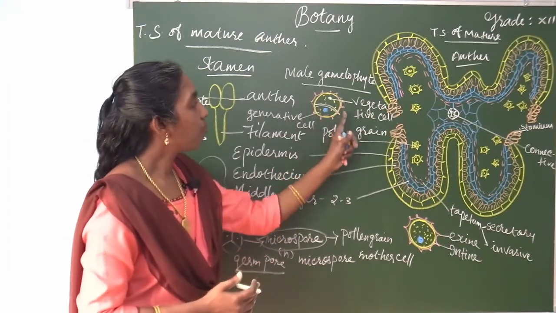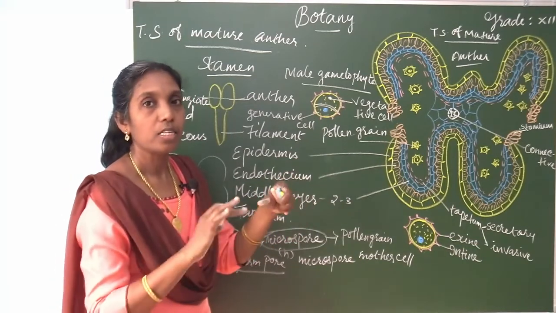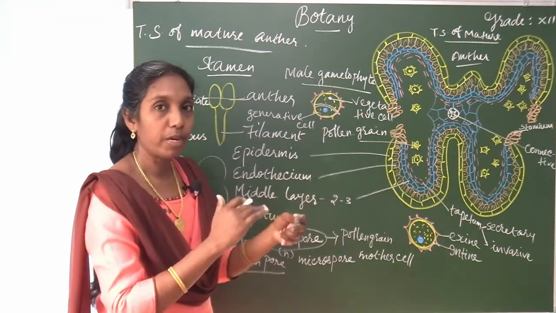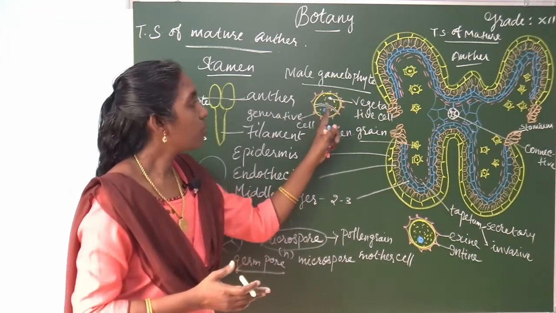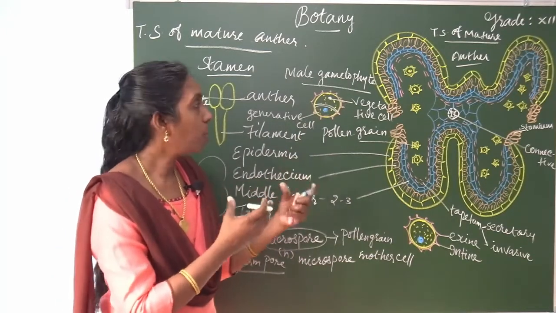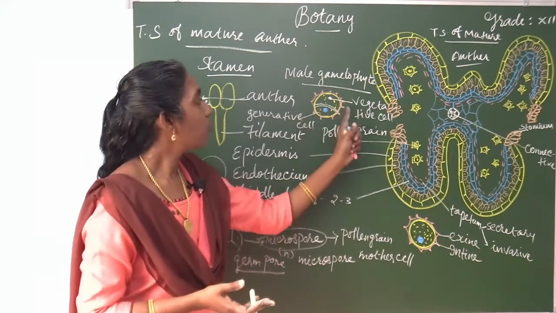Now this microspore is at the two-celled stage. The pollen grain is at the two-celled stage. The earlier form is the microspore, the later form is the pollen grain. In most angiosperms, the pollen grain is liberated at the two-celled stage.